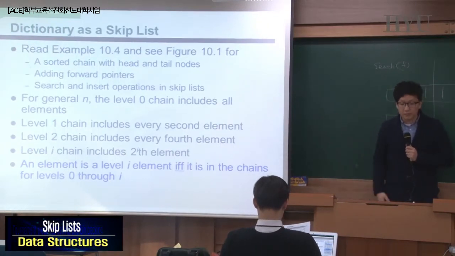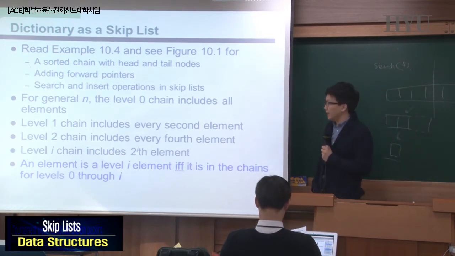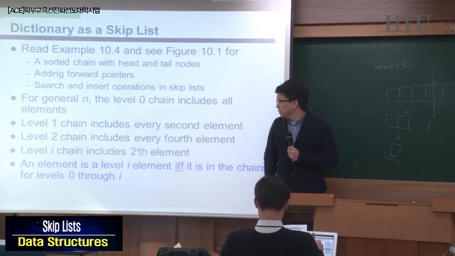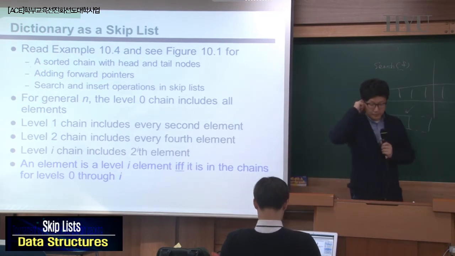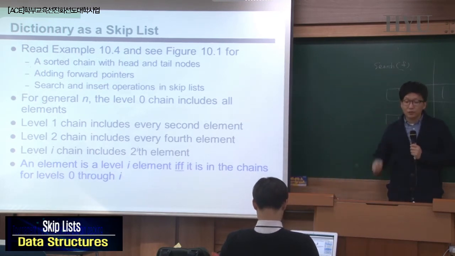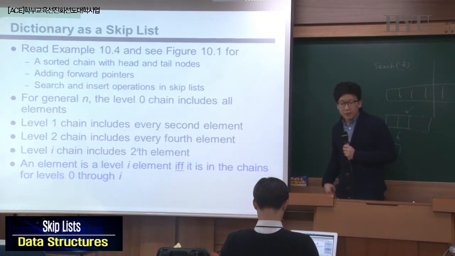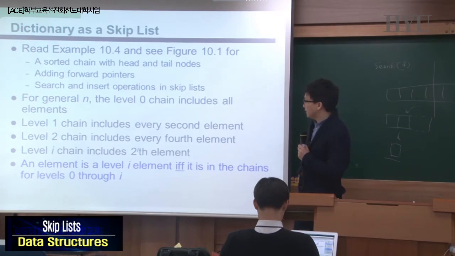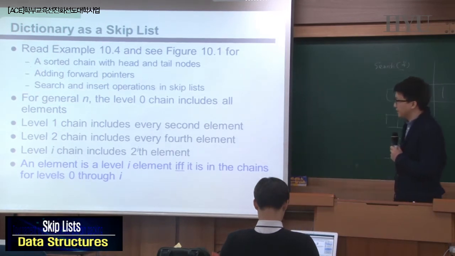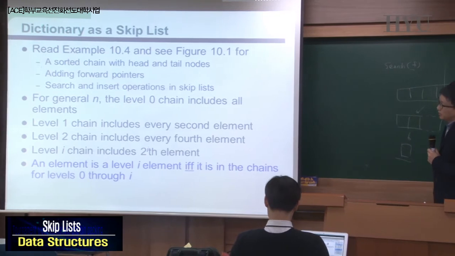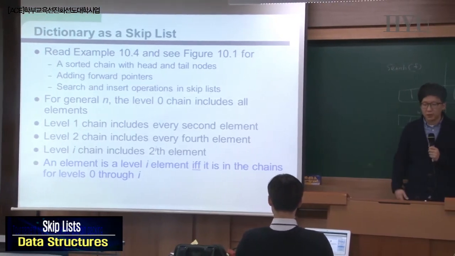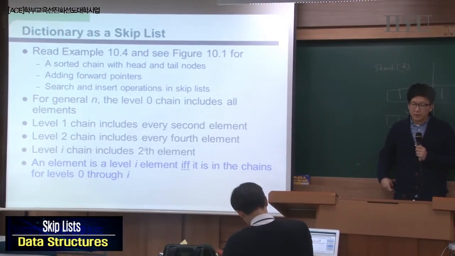So that's what it says. For general n, level 0 includes all elements. Level 1 chains include every second element. Level 2 chains include every fourth element. Level i chains include every 2 to the i-th element, 2 to the 3rd, 2 to the 4th elements, adding a pointer to it. And an element is in level i if and only if it's in the chains for levels 0 through i. It's okay, you don't need to understand 100%.